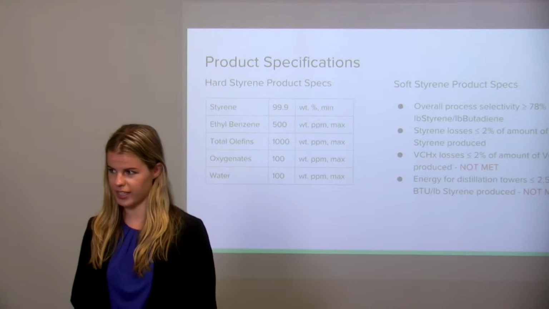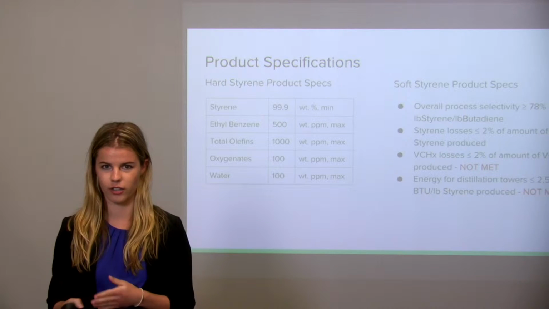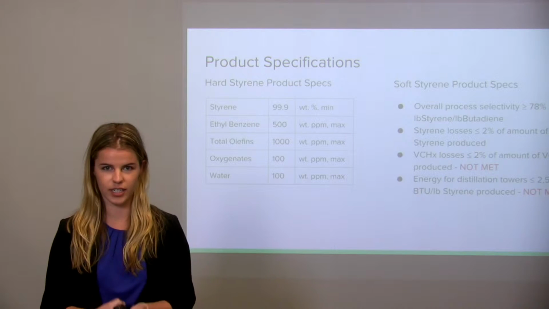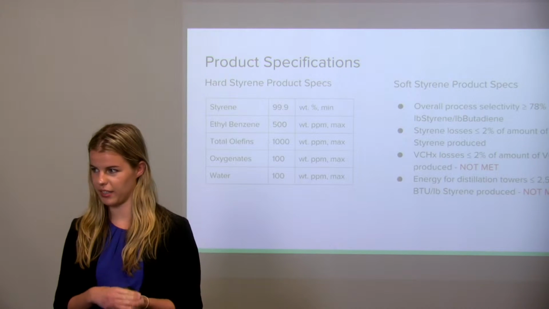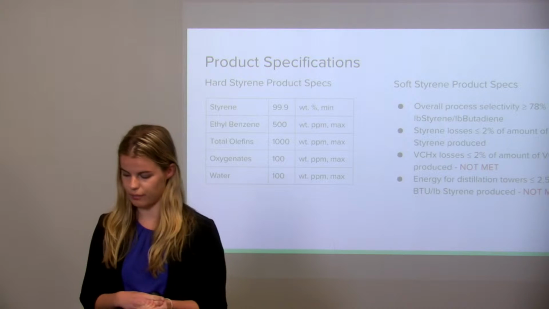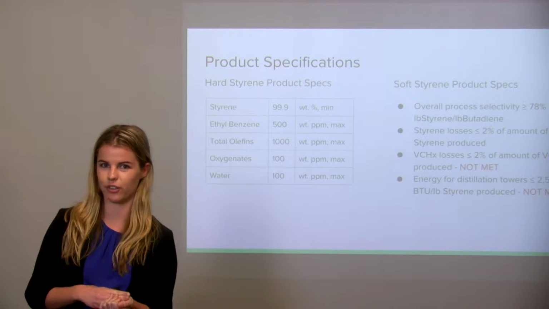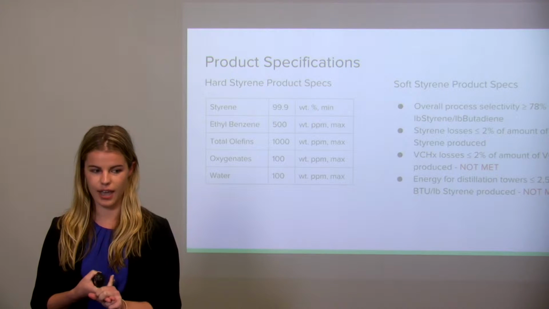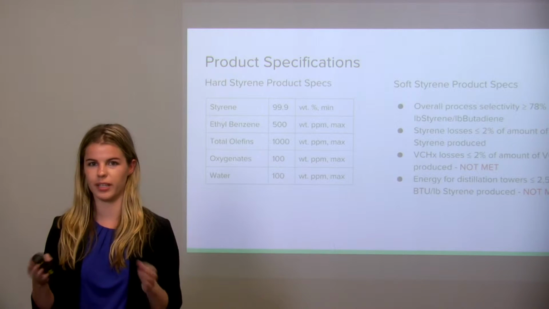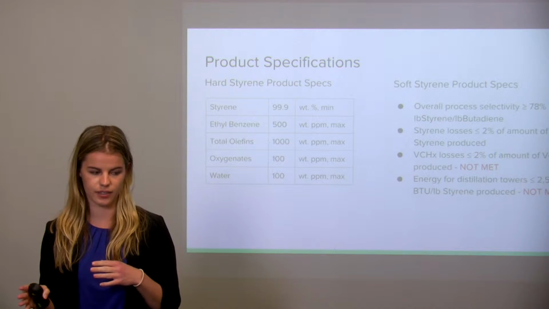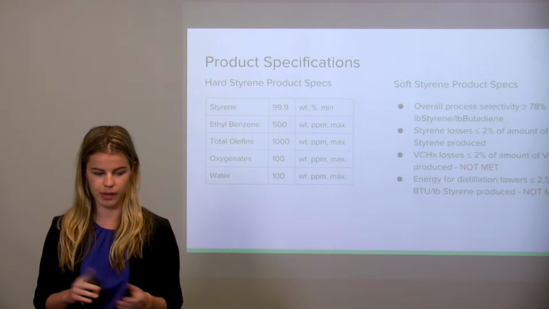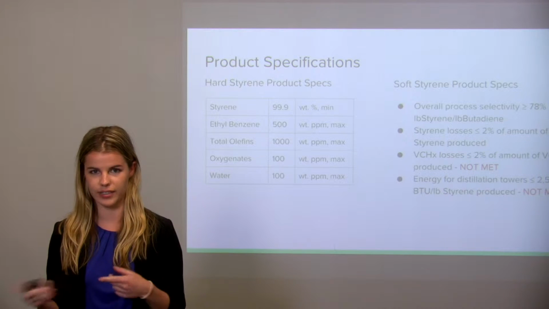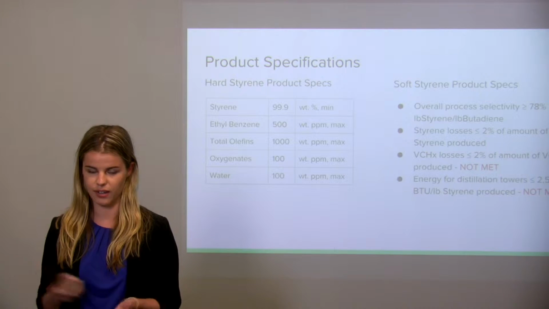For the soft specs, the first one was the overall selectivity, which was supposed to be 78, and we met that. The selectivity is defined by pounds of styrene per pounds of butadiene. The next soft spec was about the losses: the losses of styrene and the losses of vinyl cyclohexene. They were supposed to be at or below 2% of the amount that was produced. We were able to meet the styrene spec, but we were not able to meet the vinyl cyclohexene spec. We were above the 2%.